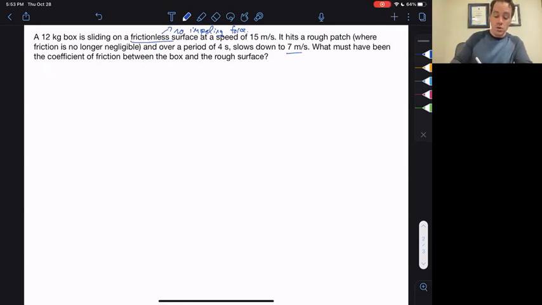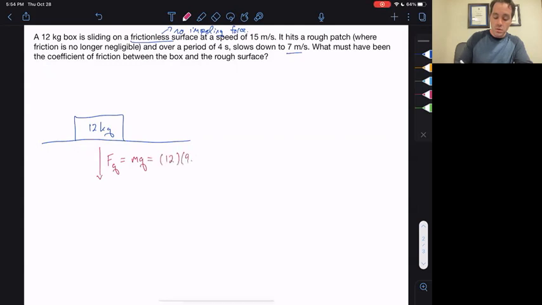So the first thing that you should do is draw a free body diagram. We've got a 12-kilogram box, and everything is affected by gravity, Fg, which is equal to mg, in this case 12 times 9.8. 12 times 10 is 120, minus 12 times 0.2. Yeah, I'll just use a calculator. I'm getting soft. 12 times 9.8 is 117.6.